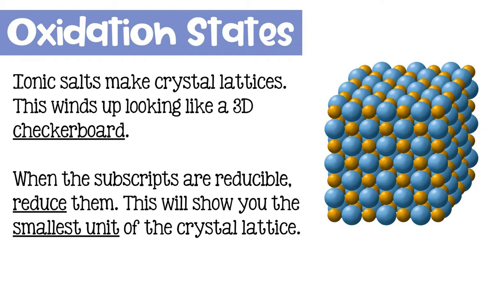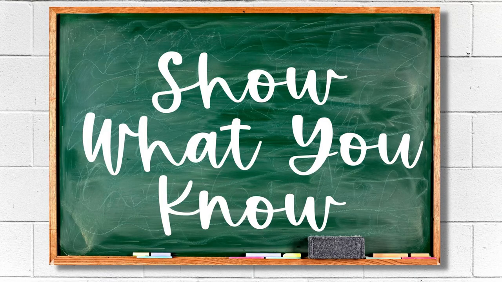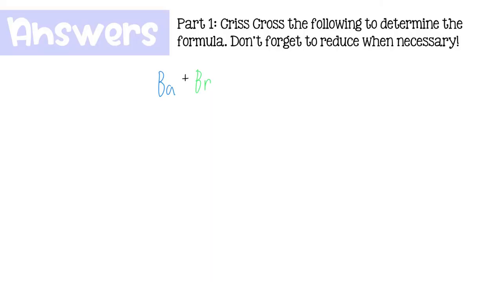Now, this repeating structure is kind of overwhelming to look at. So when we write the formula, we always write it in terms of the smallest unit of the crystal lattice, the smallest ratio. So in this case, we can divide both the subscripts in half and get MgO, or 1 magnesium, 1 oxygen. Make sure when you can reduce the subscripts, you do. Now, pause the video and try the show what you know problems. For each of the following, crisscross the charges to determine the formula. Make sure you reduce when necessary.